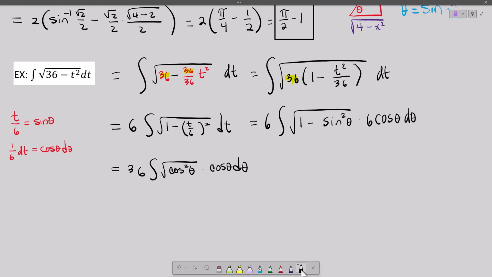But you should be, at least in your mind, thinking, oh wait, square root of cosine squared is not always cosine. Kind of depends. So then this is 36 integral cosine times cosine. So that's 36 integral cosine squared.